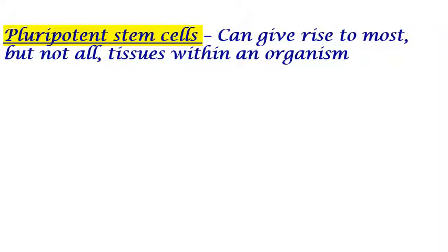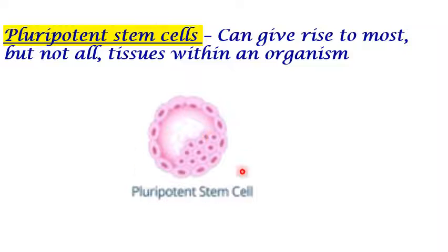So let's see the next type of stem cell, that is pluripotent stem cells. Here you can see a pictorial representation of these pluripotent stem cells. This is one of the major types of stem cells, and it can give rise to most of the tissues and organs within human beings and other multicellular organisms, but they cannot produce a complete new organism. They can produce only tissues or any of the organs within that organism.